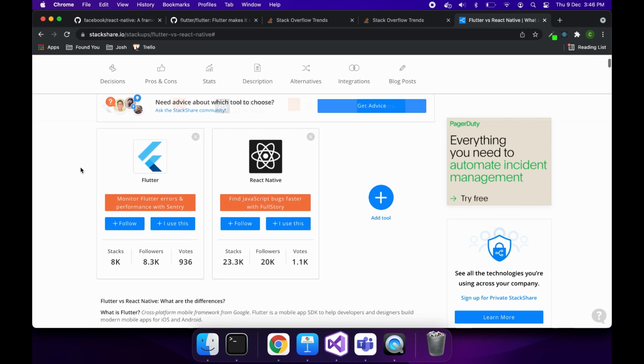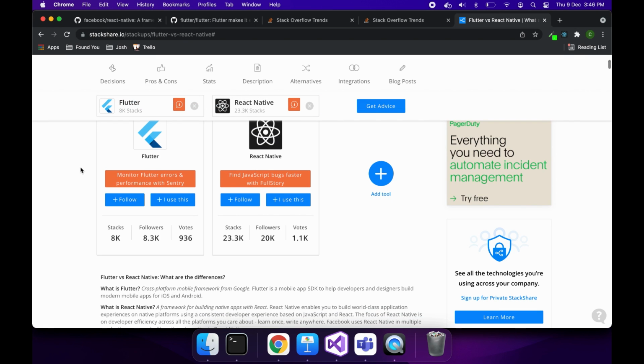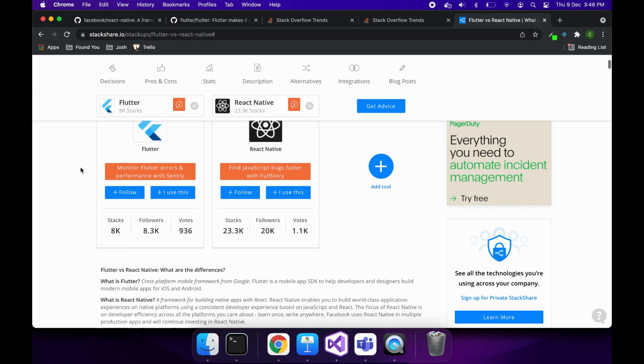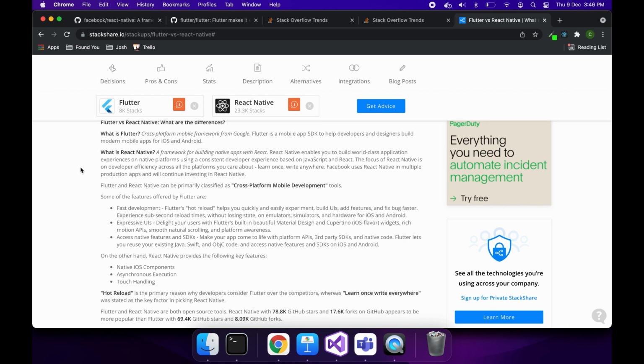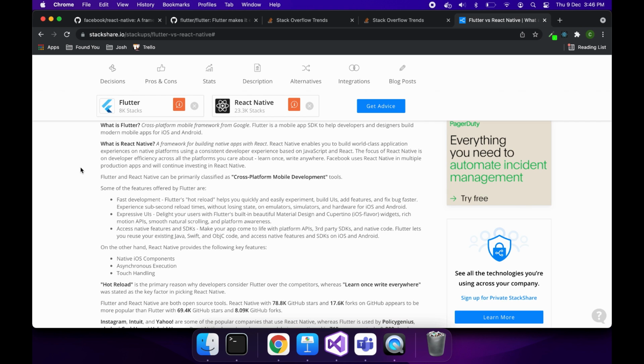So I'm just going to show you this video. So I've looked on Stackshare at Flutter and React Native to compare them. And in general, React Native has a lot more followers.